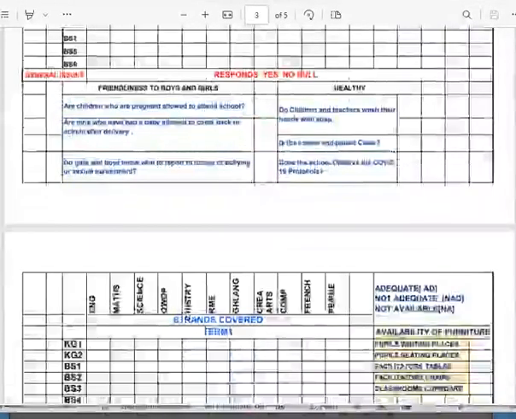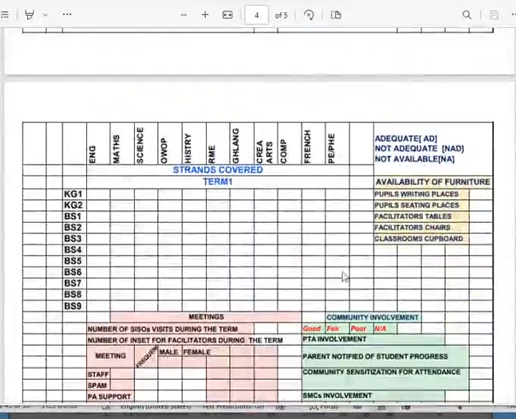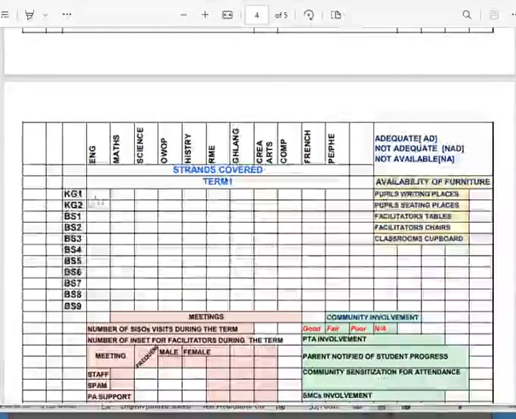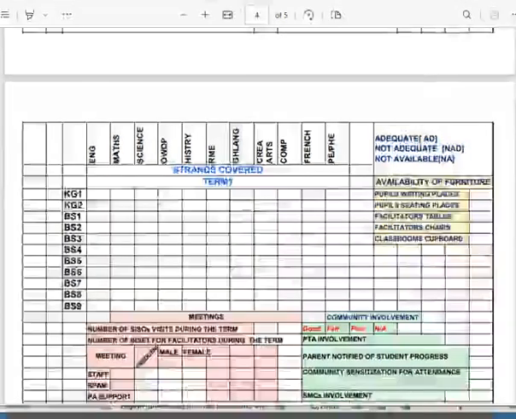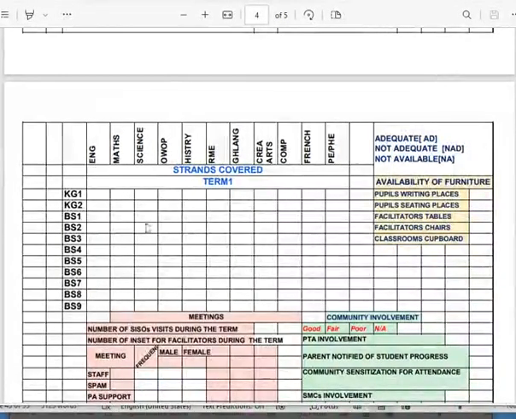Right. So when you are done, you continue with the number of strands covered for that term for all the subjects. So in English, you indicate the number of strands covered in KG1. Each of the classes or grades, a teacher is supposed to cover a number of strands within the term in English, mathematics and science. So indicate the number as well for all the subjects.